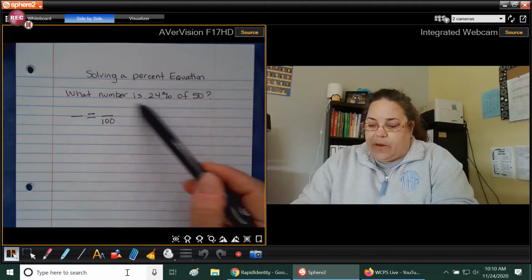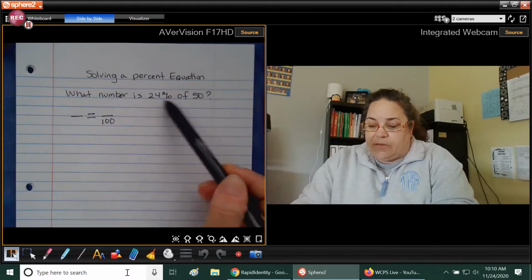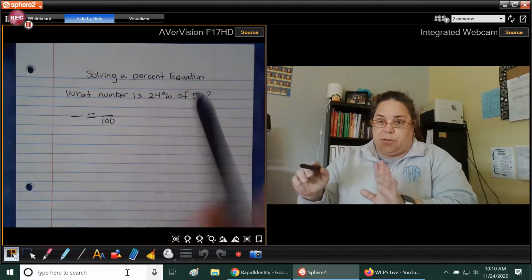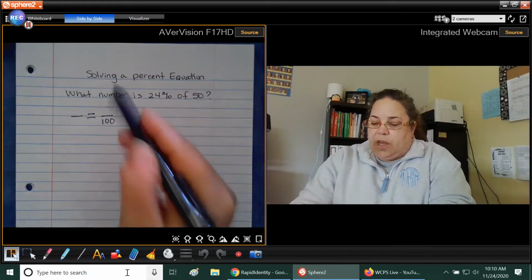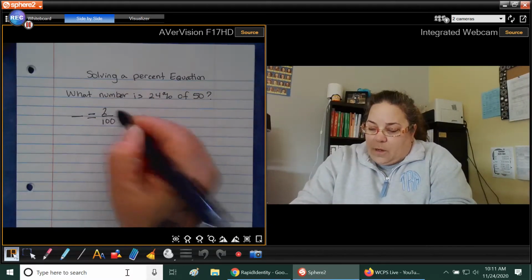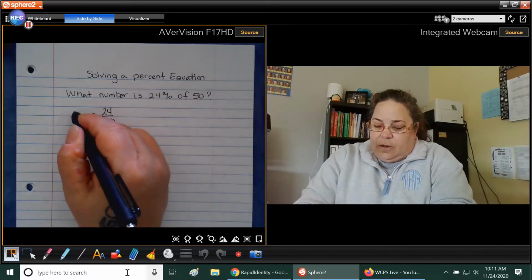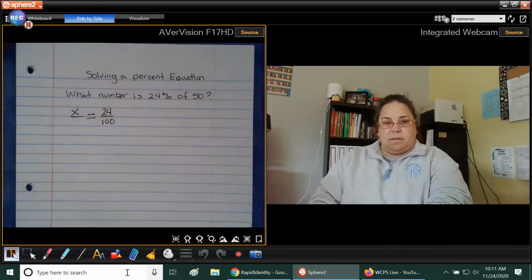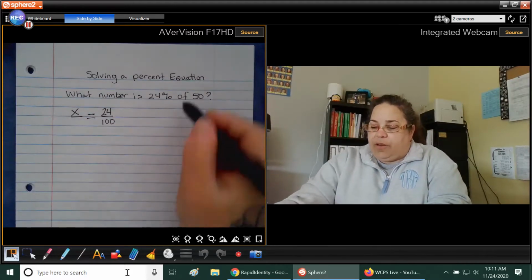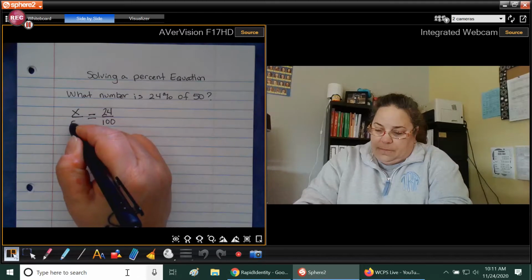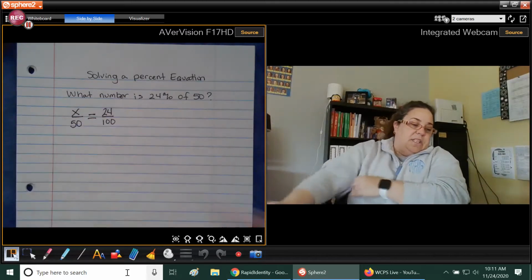It says what number is... There's no number around the is, because the 24 is definitely attached to the percent. There's nothing you can do. You can't separate that. So obviously I'm going to put the 24 over here. But what number is goes in the is, and that's our mystery number. That's our x. Okay? Of 50. All right, so I have filled it in.